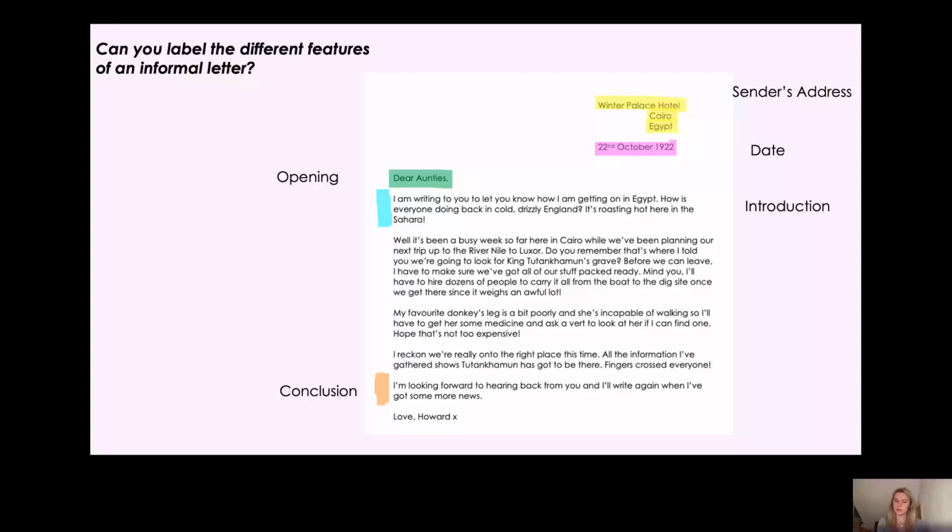And then finally, we have got Love Howard with a kiss. Now, what's this called? Yes, this is called a sign-off. We looked at these when we looked at the features, and we also looked at these for diary entries.